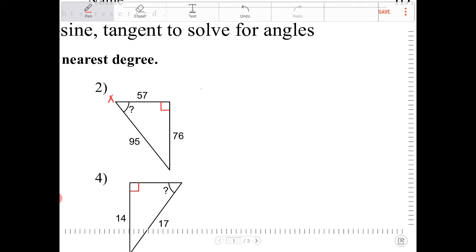Let me take a step back. Tangent of x is equal to the side opposite of x, which is 76, over the side adjacent to x, which is 57. Therefore, to get the unknown angle, I'm going to take the inverse of both sides. x will equal arctan of 76 over 57.